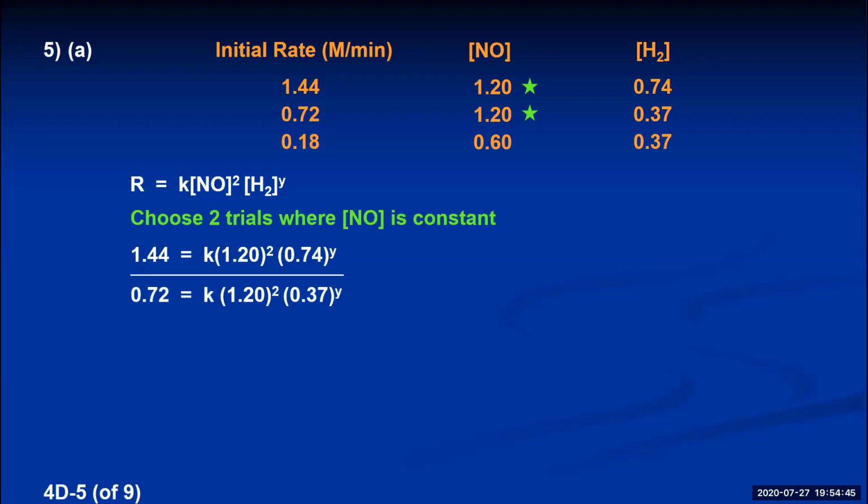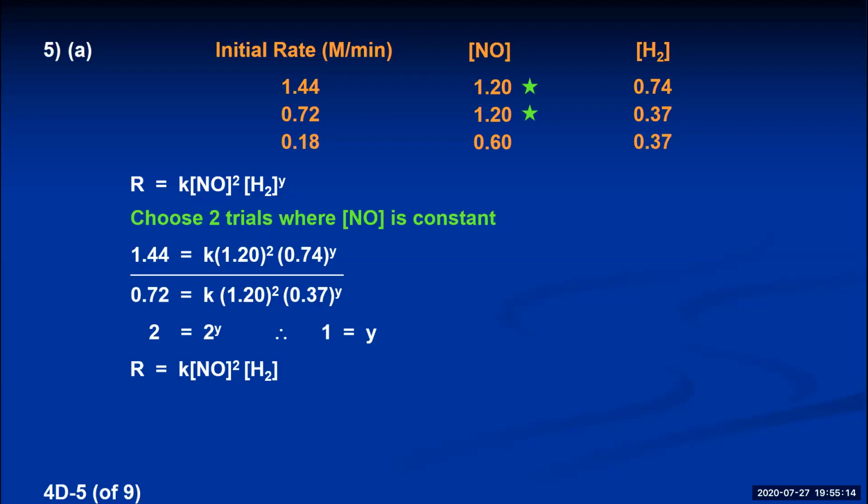When I divide this out, the left side of the equal sign becomes 2. The k's cancel out. The 1.2 to the seconds cancel out. And at the end, 0.74 to the y divided by 0.37 to the y is 2 to the y. So therefore, 2 equals 2^y. y must equal 1. We now know the order with respect to hydrogen. That's going to be first order. So therefore, the rate law for this reaction is rate equals k times [NO]^2 times [H2] to the first.